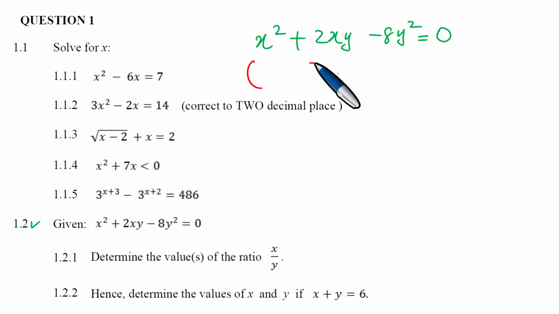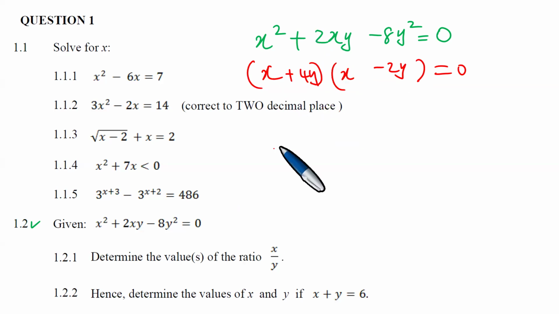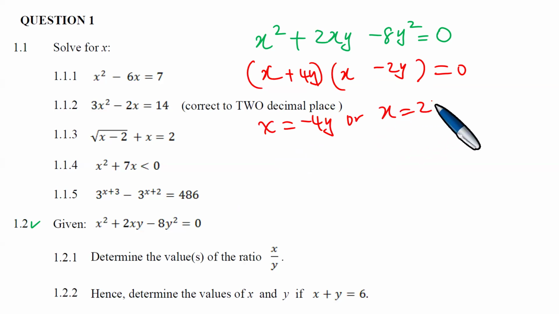Good. One way to simplify this is to factorize this. What are the factors of x squared? X and x. What are the factors of minus 8y squared that give 2xy? 4 and 2. Well done. So there's a 4y, and then there's a minus 2y, and 4 is bigger, so it must be positive, so that we can have a plus there. And this is what we have. And at this point, it means that x is minus 4y, or x equals 2y.